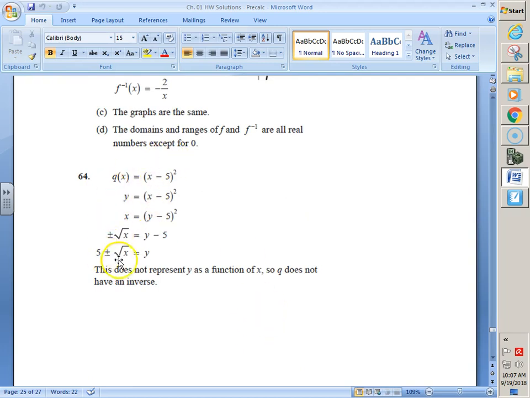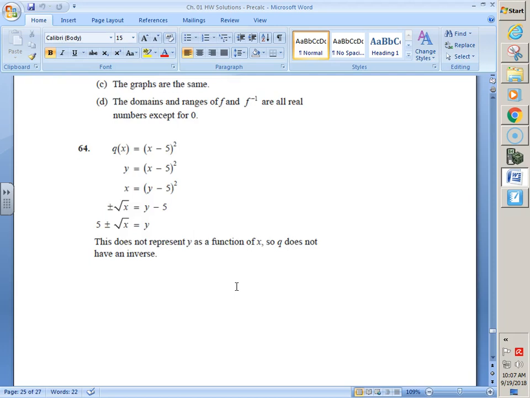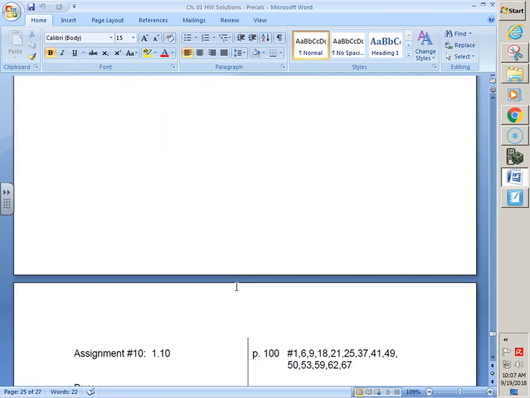Number 64: switch x and y, solve for y. Why did they not write it f inverse of x? Is it an inverse function? No. Why not? It's 2 different functions. Good. Plus or minus. It's not an inverse function. I know the wording is weird, but it's not an inverse function. It does undo. You plug in, it works. It undoes. It's just not one function.